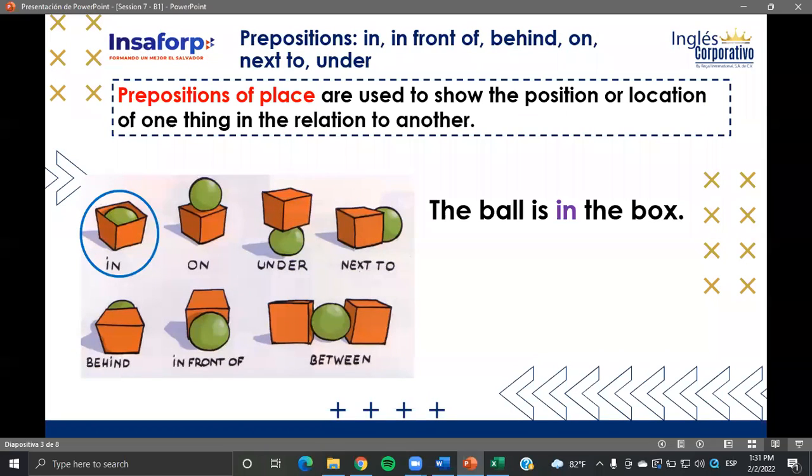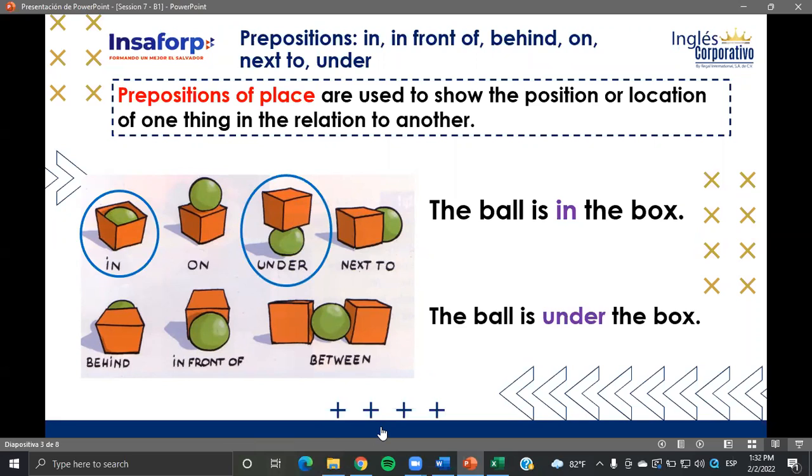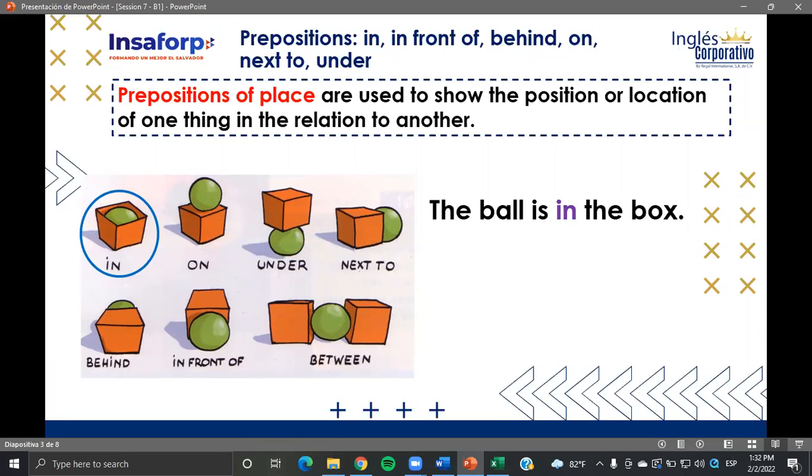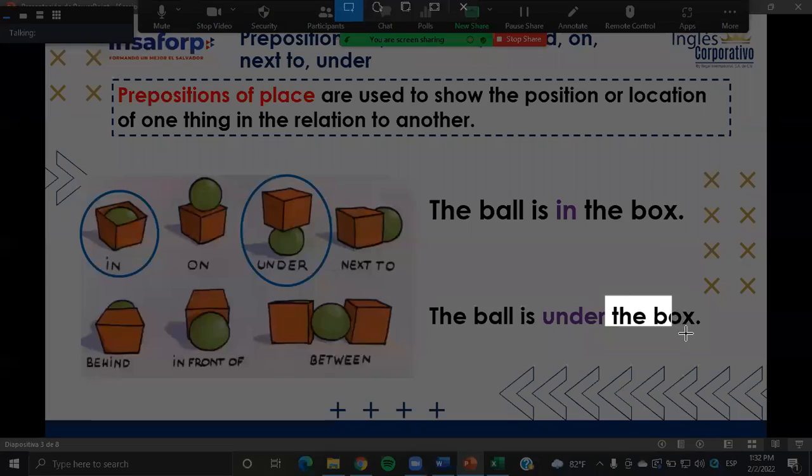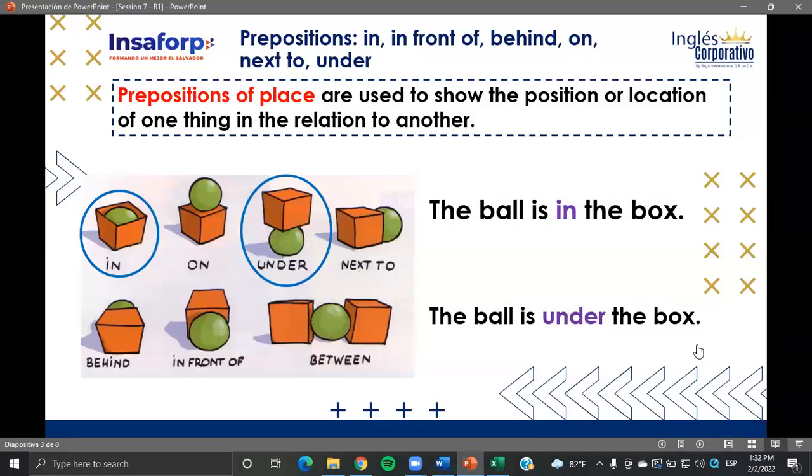But if you have a different scenario, this one, for example, you say under, right? So I say the ball is under the box. Okay? The ball is in the box. And the ball is under the box. So we have one object and we have a second object. The ball, one object, is under, preposition, the box, second object. So that's the way you express positions, right? Any questions over here?